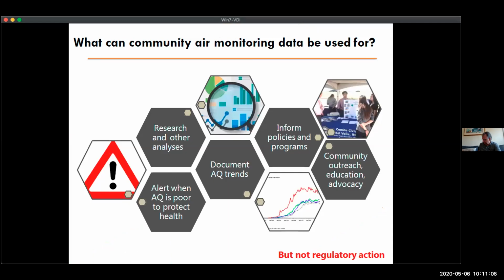Community air monitoring data can be used for a variety of purposes: for research, for documenting air quality trends in a community, informing policy and program work, as well as community outreach, education, and advocacy. It can provide real-time information and alerts to community members when air quality is poor to help protect health. But it cannot be directly used for regulatory action, though it can be applied to advocacy efforts, and Christian will talk more about that later today.